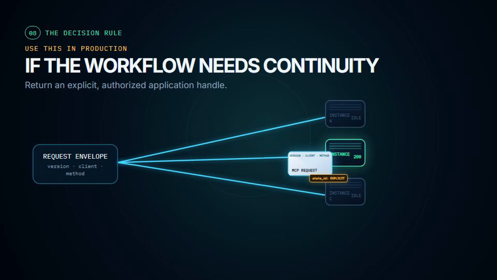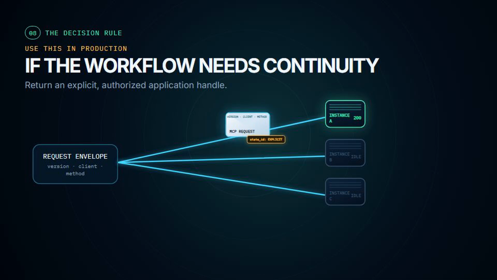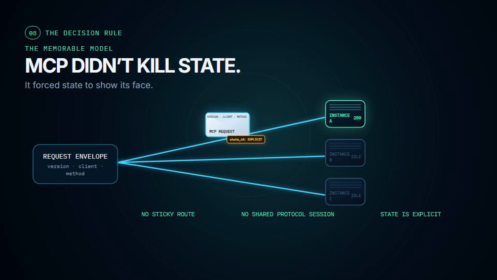MCP did not kill state. It forced state to show its face. And that one change turns a special protocol deployment back into infrastructure your load balancer already understands, scales, traces, replaces, and recovers without special routing magic.